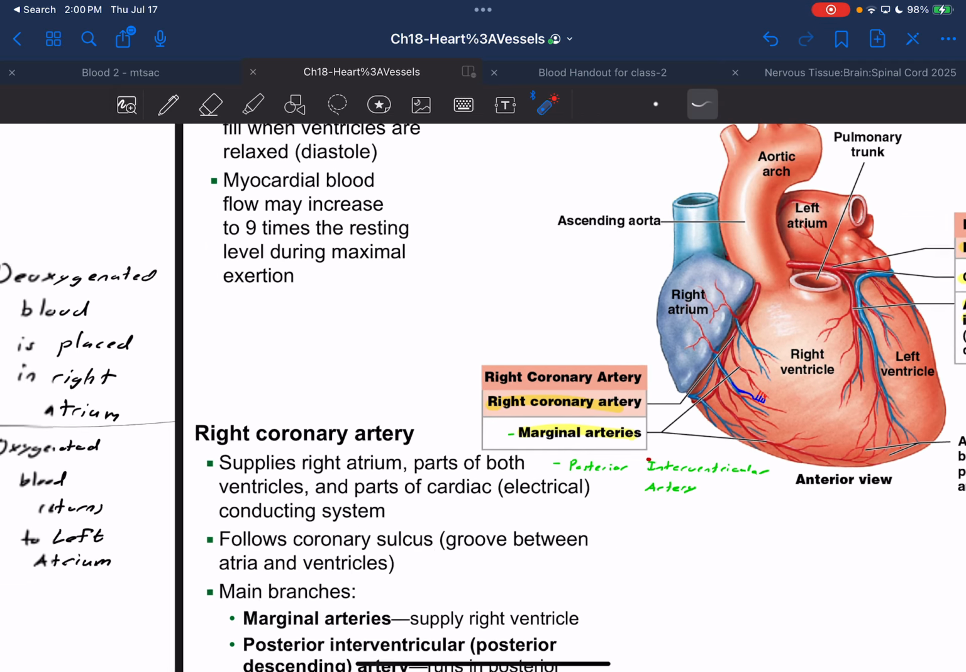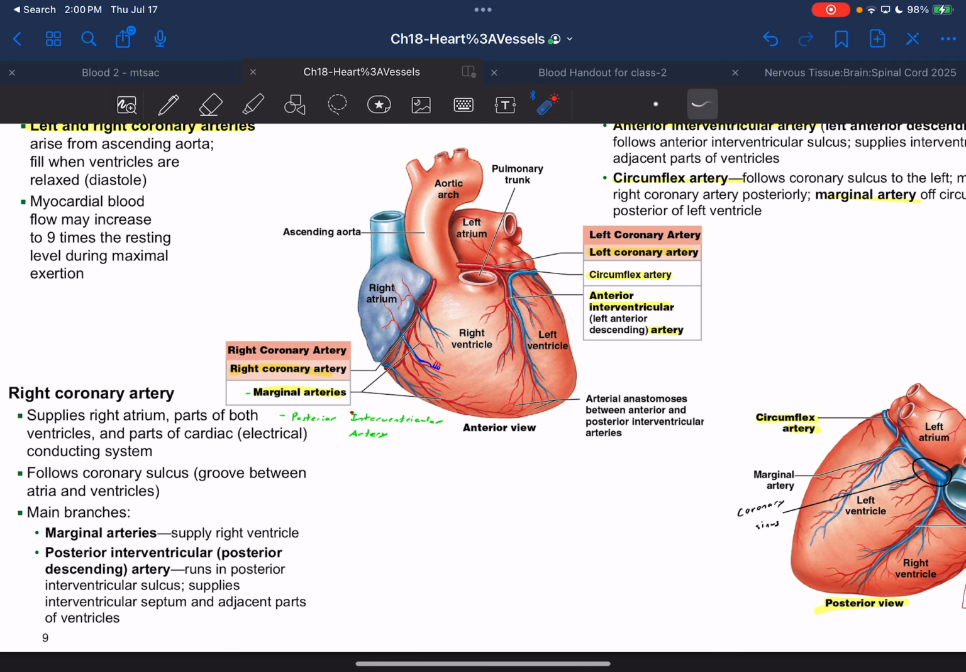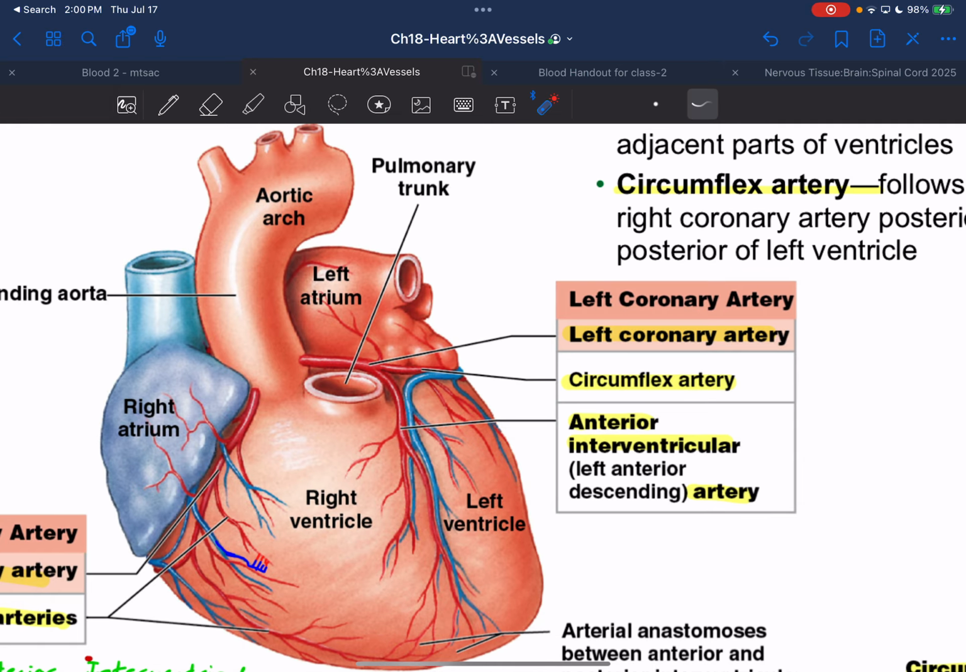Don't do anything more on this page. I know there's a lot of text. Really just be able to label circulation. You'll need these as well for the last lab exam. Moving forward, we now go to the left side.